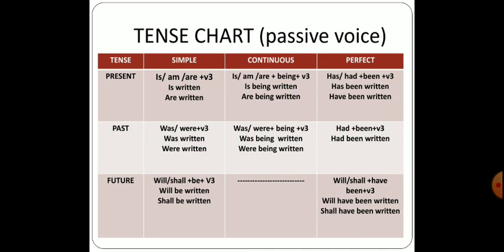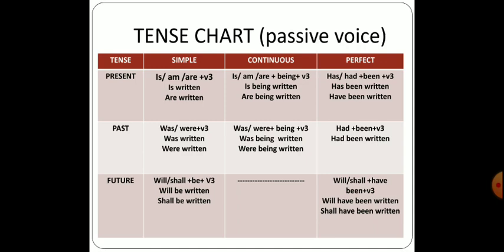Now we take into consideration present continuous, then there will be an addition. Remember, continuous means the action is going on. So we are supposed to add ing in there. So it will be is being written, are being written. Present perfect tense, it means over here has, have plus been plus verb's third form is supposed to be written. So this would be has been written, have been written.